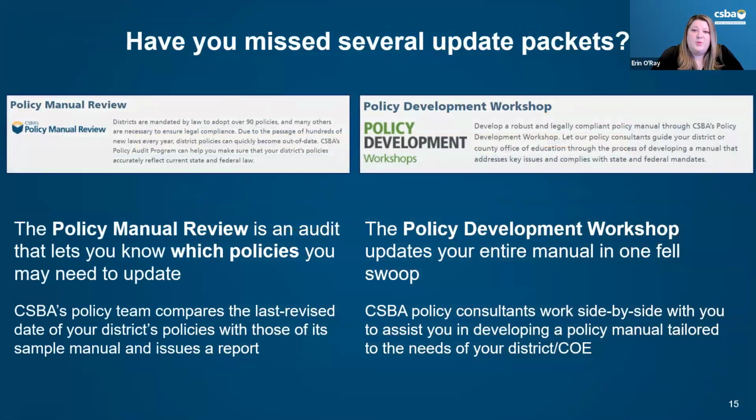So if it comes to the point where you have found that your district or COE has missed several update packets, CSBA has some options for you. The first being the policy manual review, which is an audit that lets you know which policies you may need to update. It's provided in list format, and it helps you go through and determine using dates which ones you may need to do some catching up on.